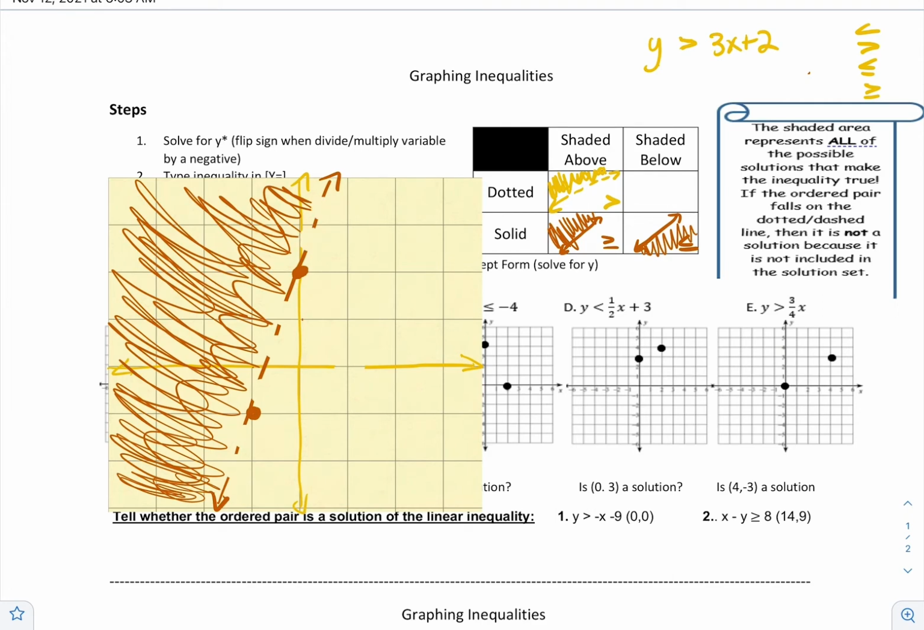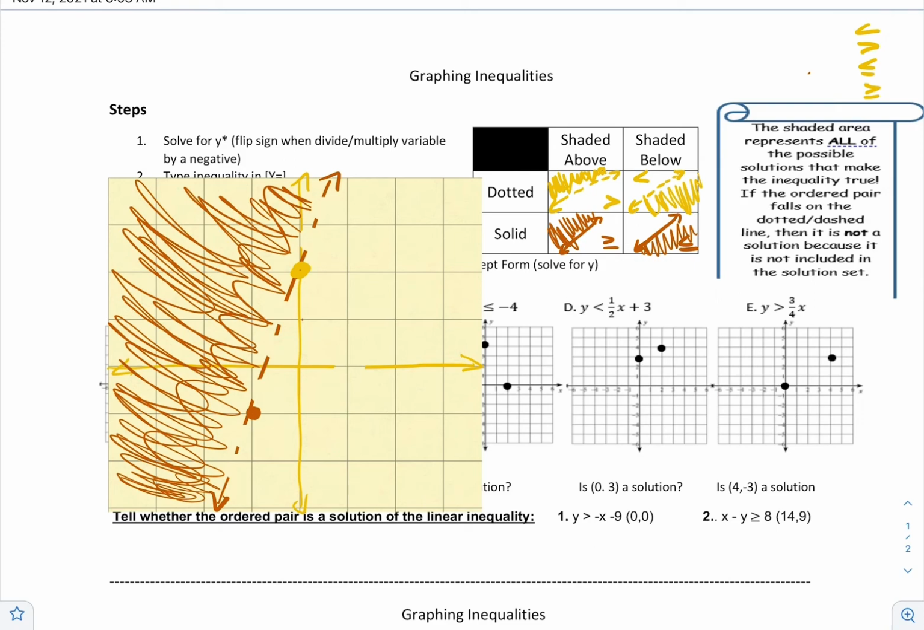So therefore, if we put in that point again, where we had 2 is greater than 3 times 0 plus 2, is 2 greater than 2? That answer is no. And that's how we know this point is now not a solution to the inequality. All right, so if we have less than, still a dashed or dotted line, but now the shading will be below the line. And that's if we have less than.